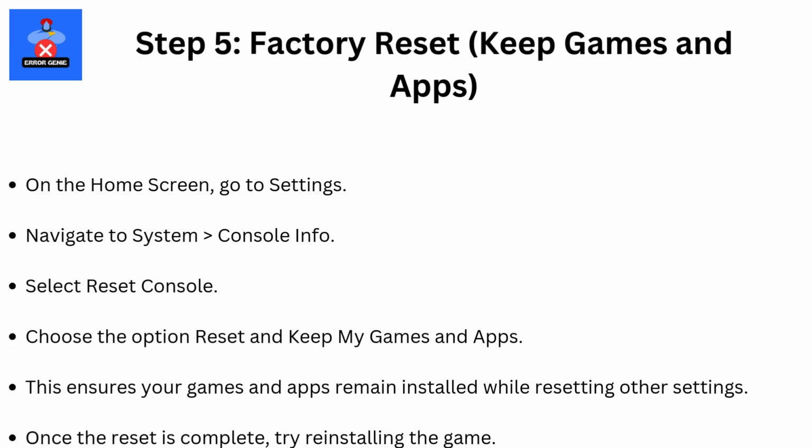Step 5. Factory reset, keep games and apps. On the home screen, go to Settings. Navigate to System, then Console Info. Select Reset Console. Choose the option Reset and keep My Games and Apps. This ensures your games and apps remain installed while resetting other settings. Once the reset is complete, try reinstalling the game.